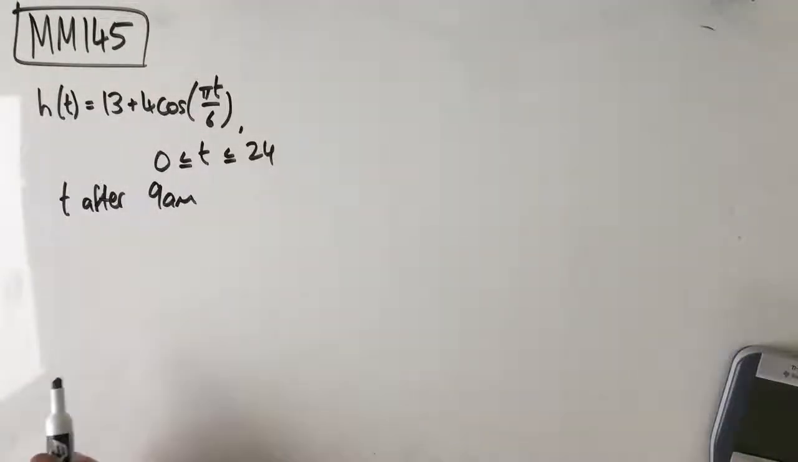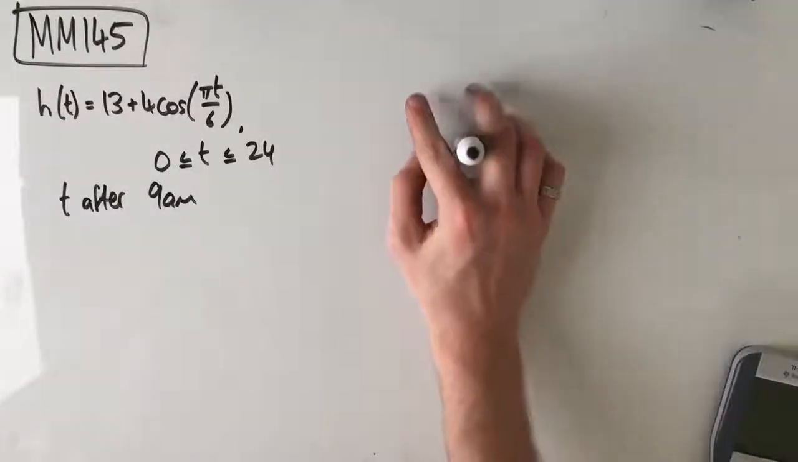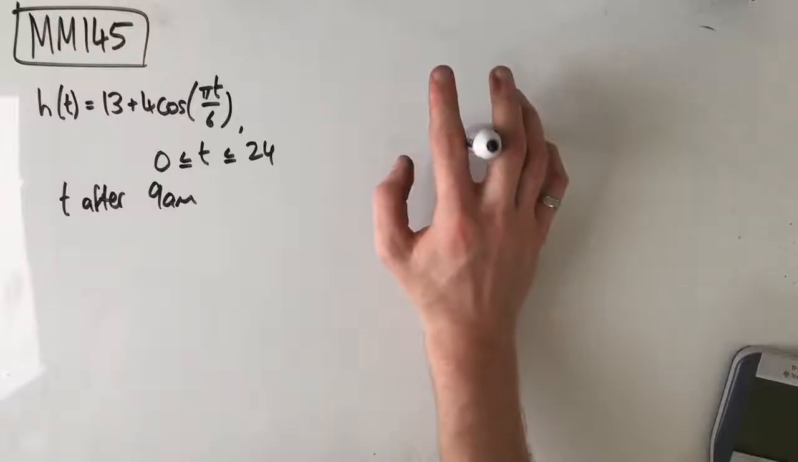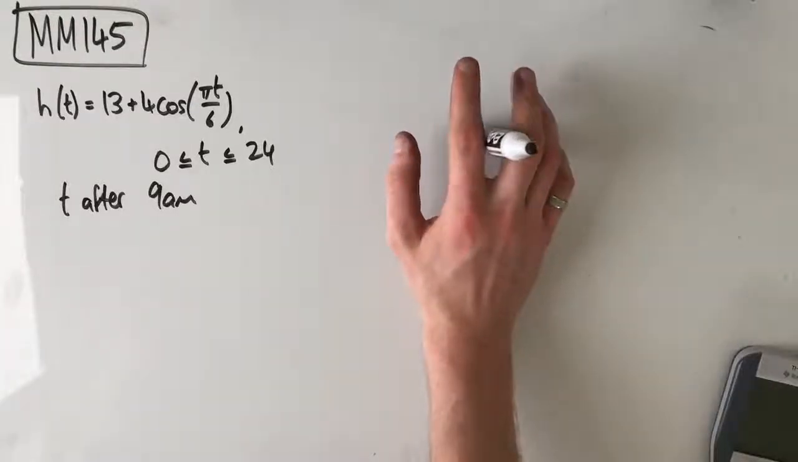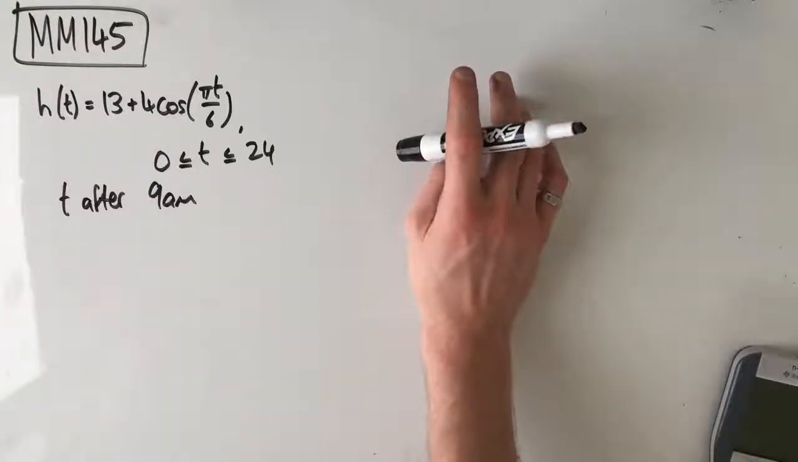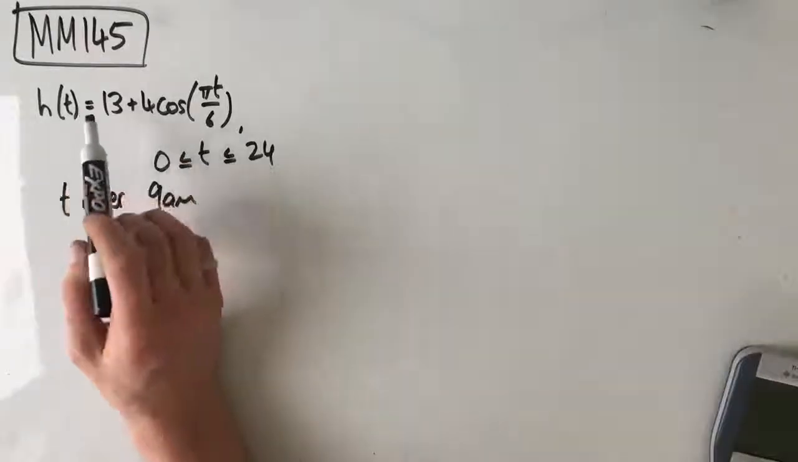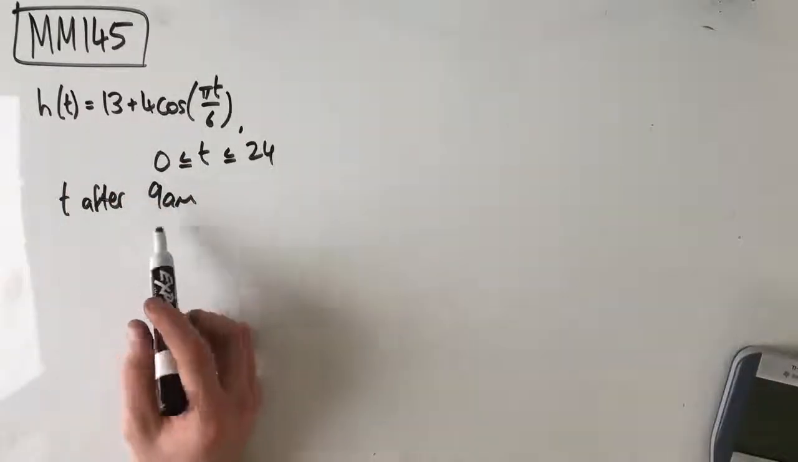So on any given day, the depth of water in a river is modeled by the function h of t equals 13 plus 4 cos of pi t on 6, where t is between 0 and 24. H is our depth of the water, and t is our time after 9 a.m.